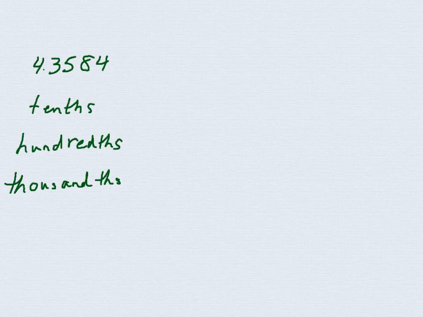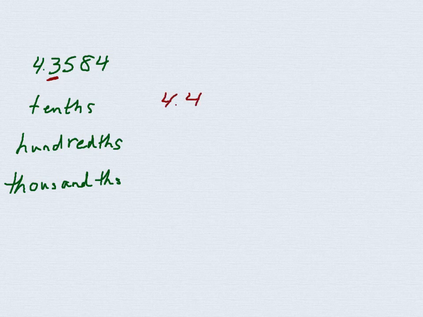Okay, after the decimal, the digits go tenths, which is the 3, hundredths, which is the 5, thousandths, which is the 8, and 10,000ths, which is the 4, and so on. 100,000ths, etc. When you're asked to round to the nearest tenths, that means I want you to round to the first place after the decimal. Tenths, because the digit after the 3 is a 5, it will round up to 4.4.